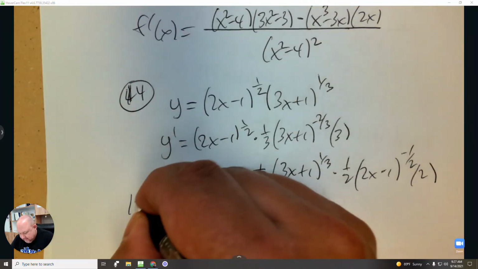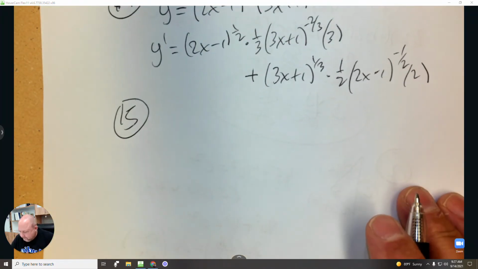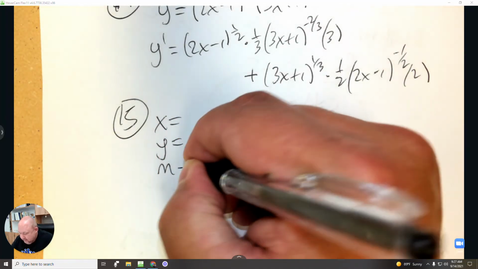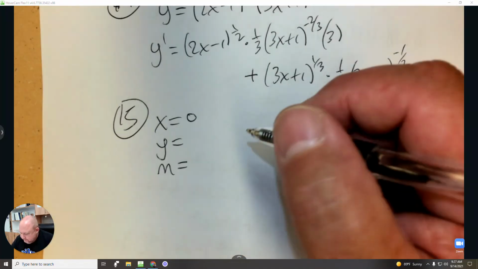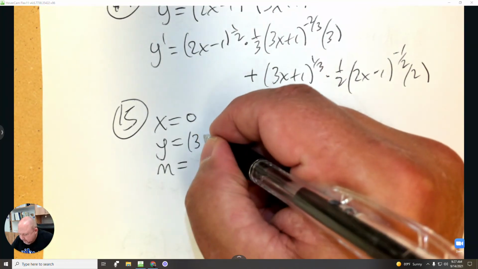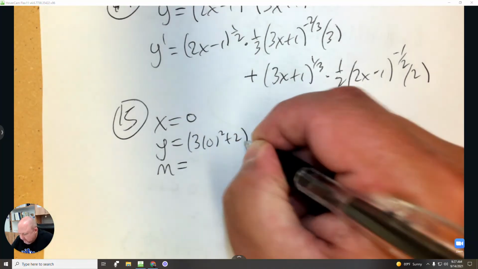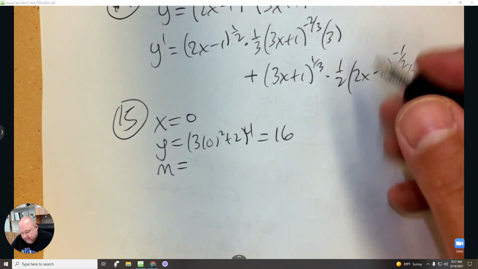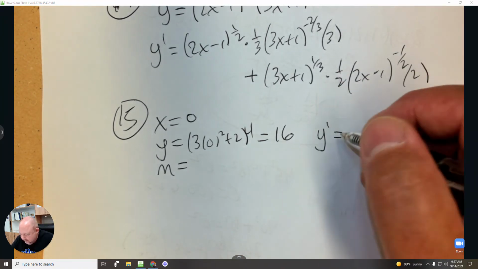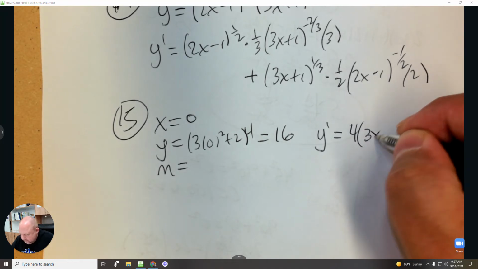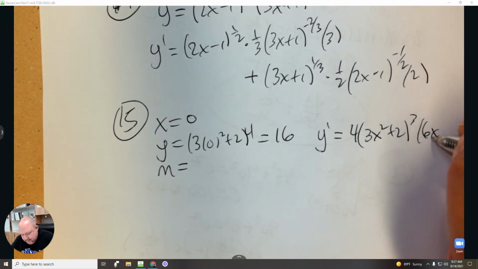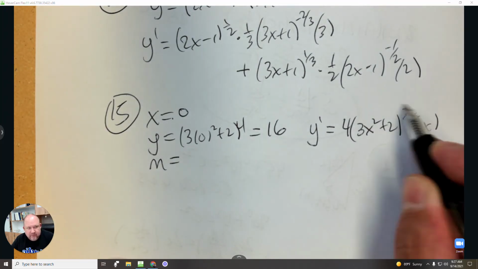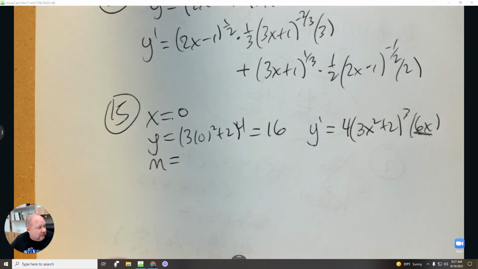That was 14. 15, find an equation of the tangent line. So for that, I need to know 3 values. It says x equals 0. To find y, I plug 0 in for x and solve it. So you end up with 2 to the 4th, which is 16. And then we need to know the derivative of that with the hook at the end. And then we plug in 0 for x. Now 6 times 0 is 0, times anything. So the slope is 0.